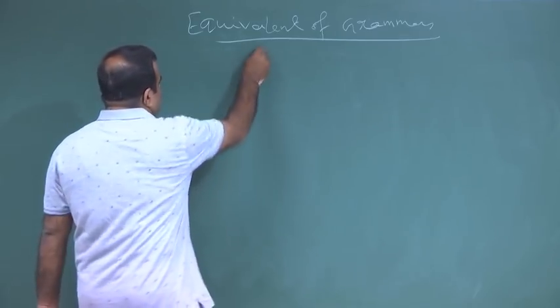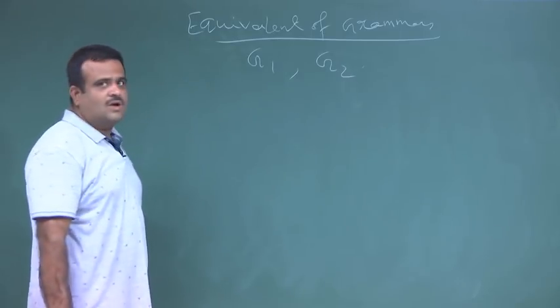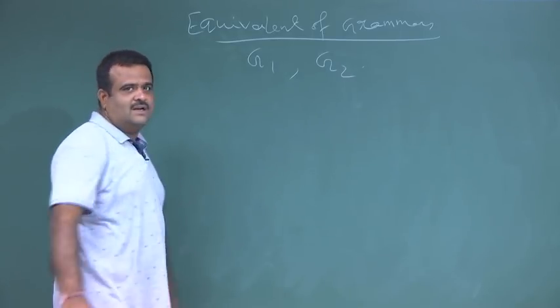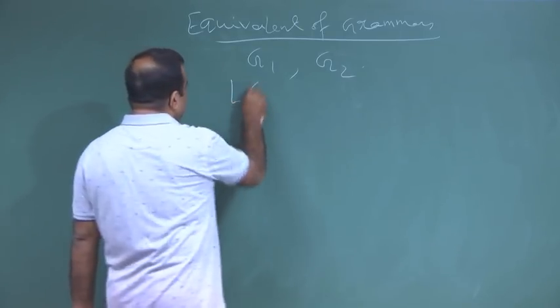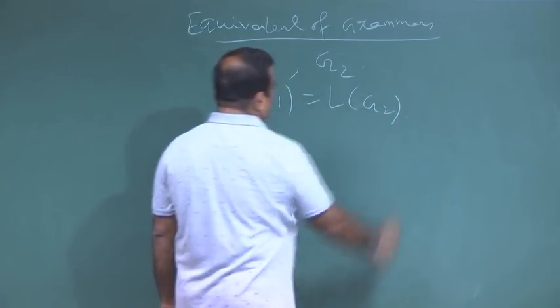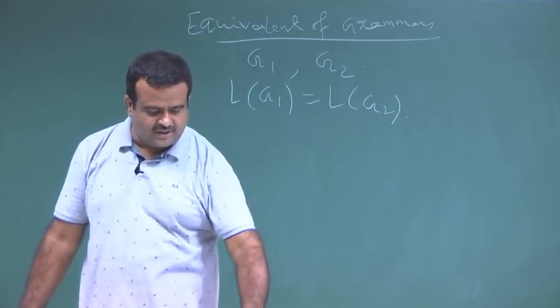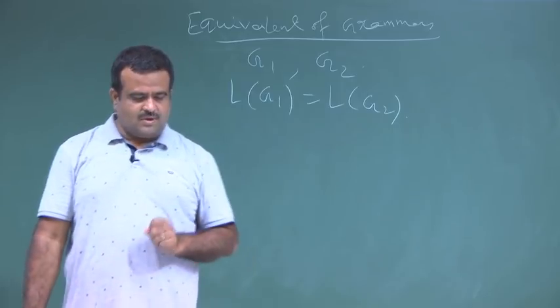Okay, we are given two grammars G1 and G2. We say these two grammars are equivalent if they are generating the same language, that is, if the language of G1 equals the language of G2. Then we say these two grammars are equivalent.